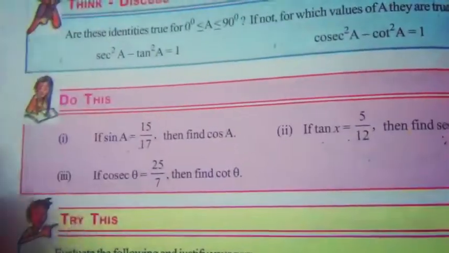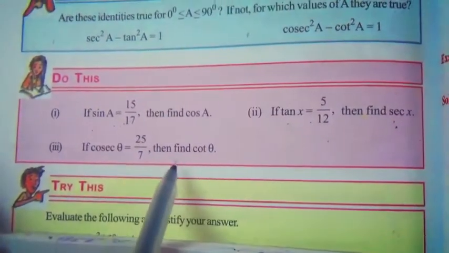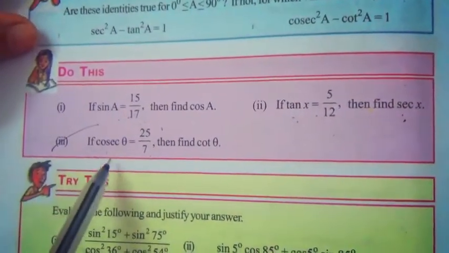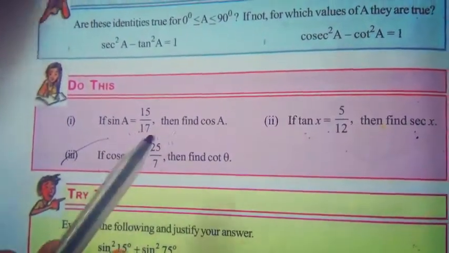Then we have the third sum, that is cosecant theta is equal to 25 by 7. Then we have to find out this cot theta. I think you understand these two sums. You just do this third one on your own. Next I'll go to the next one, try this.